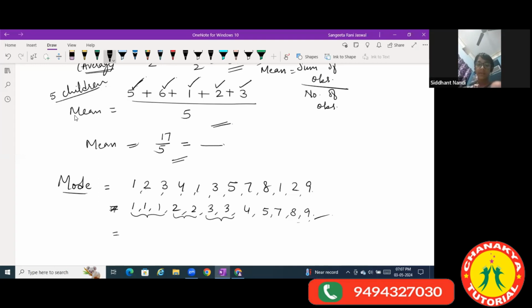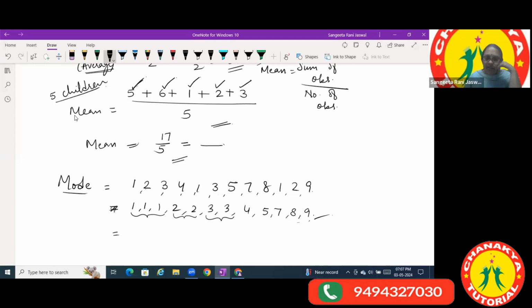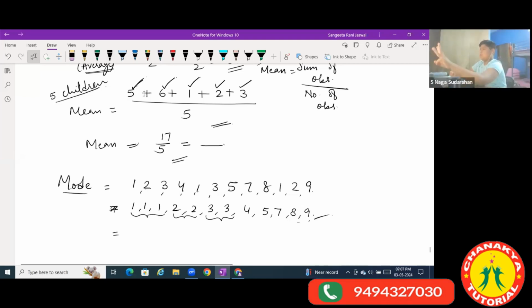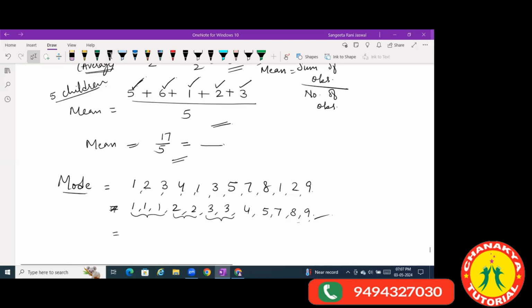Sudarshan, which number is occurring maximum time? Maximum 9. No, which number is repeating maximum times? 3 times. Which number is that? 1. So 1 is repeating maximum time.